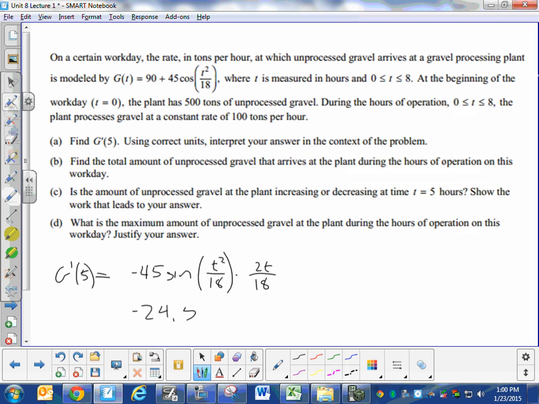Okay. All right, what does that mean? And what are the units?